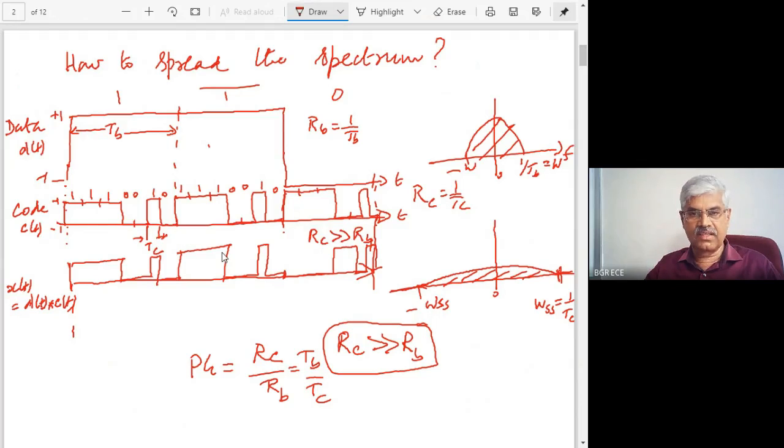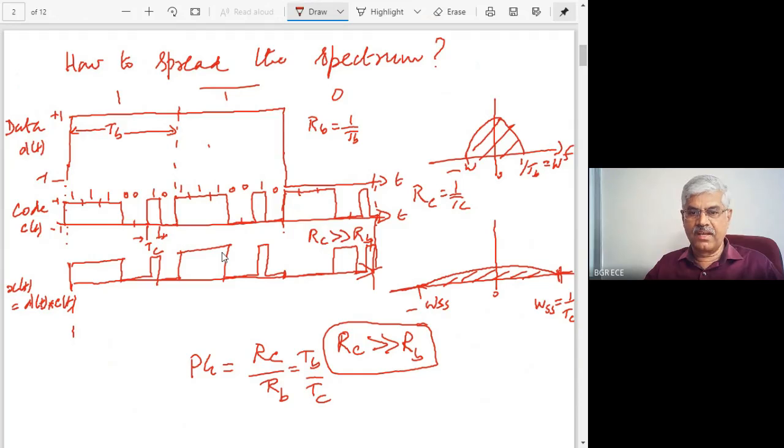RC is much greater than RB. For example, if you are transmitting the bits at the rate of, let us say, 1 kilobit per second, RB, and if I generate the chips at the chip rate RC, this RC has to be much greater than RB. So, let us say RC is 100 times 1 kilobit per second, 100 kilo chips per second. Then the gain, called the processing gain, that we get is 100. 100 times gain we will get.